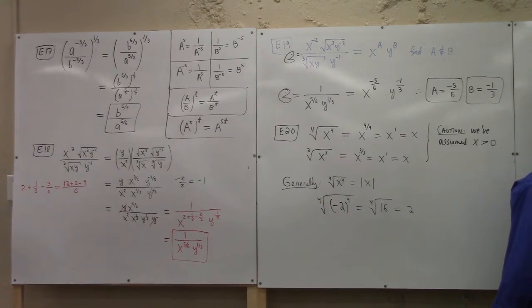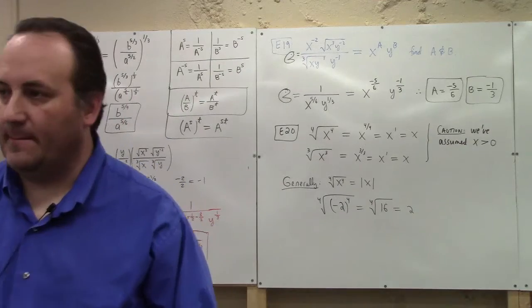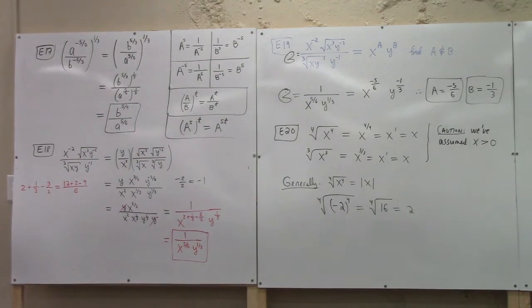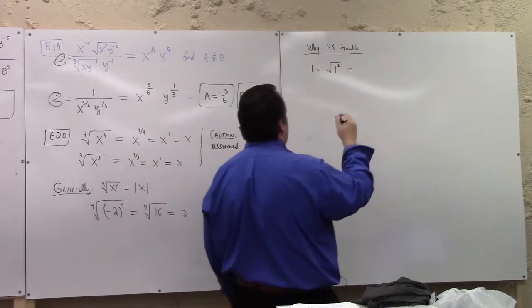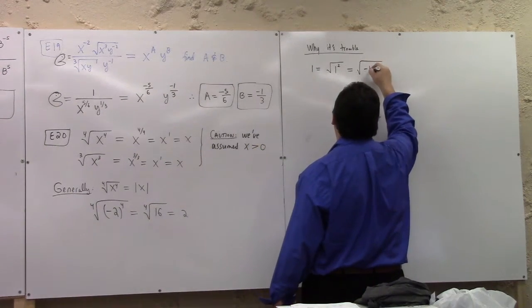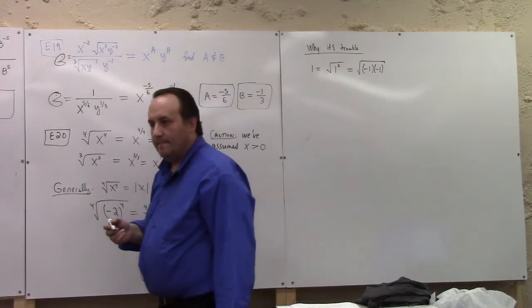You guys agree that 1 is equal to the square root of 1 squared, right? Agree? I mean, surely no one disagrees with that just yet. But you also agree that 1 squared is the same as -1 times -1, right? Right?